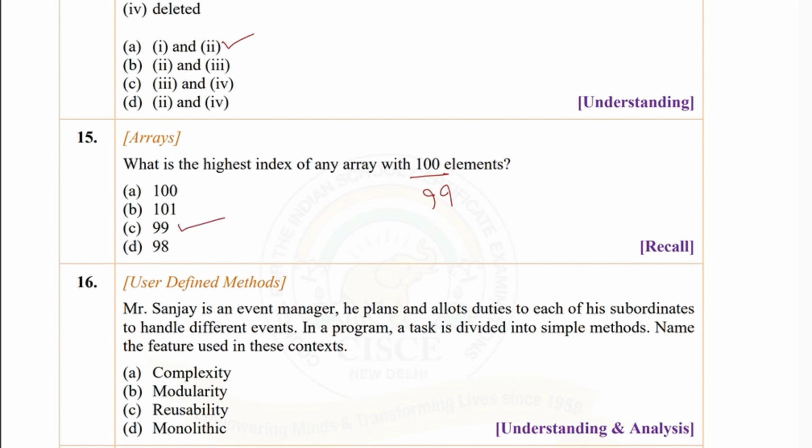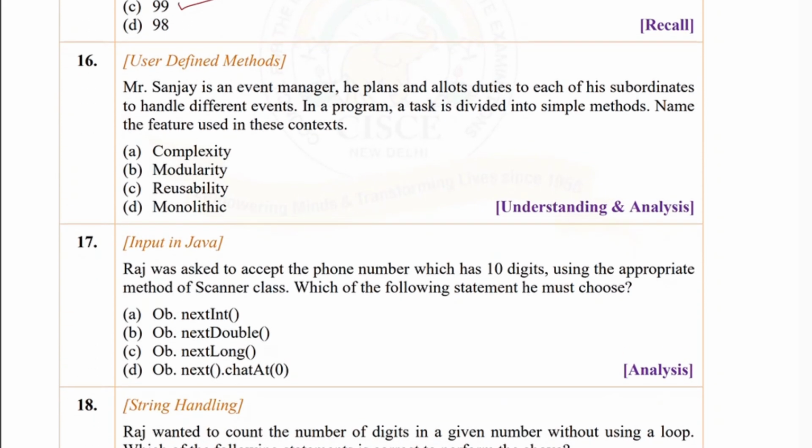Mr. Sanjay is an event manager. He plans and allots duties to each of his subordinates to handle different events in a program. A task is divided into simple methods. Name the feature used in this context: complexity, modularity, reusability. This is modularity. It is divided into different modules.